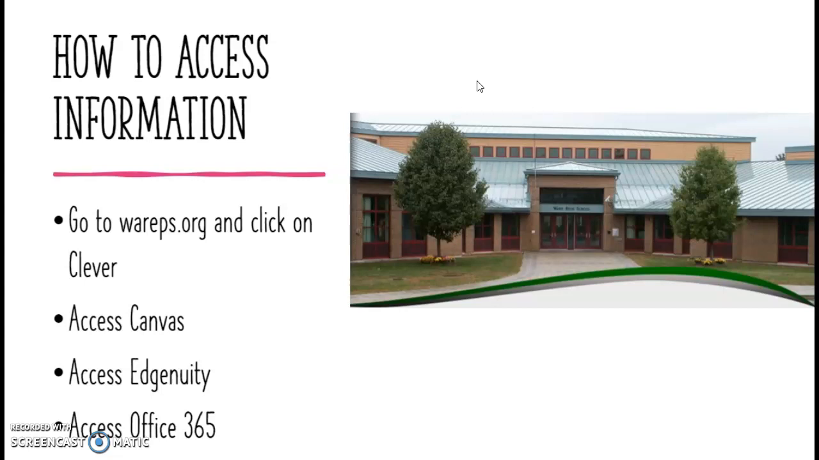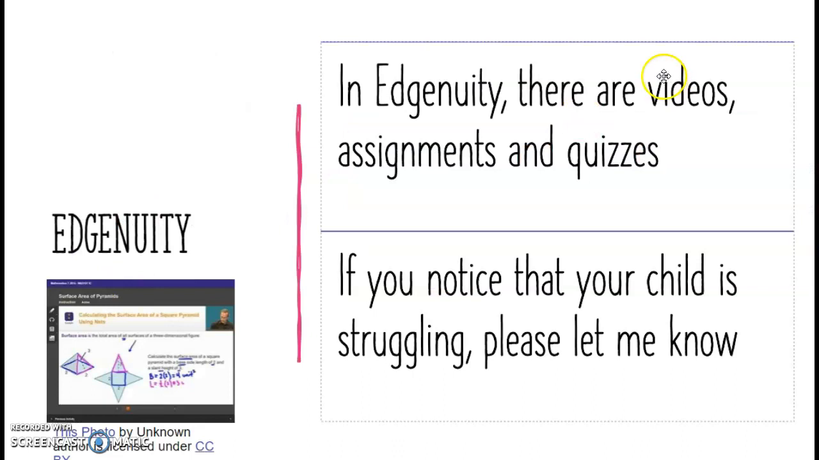So Office 365 is their email, their PowerPoint, any kind of Excel, any kind of Word document they can get through there, through Canvas and then Office 365. In Edgenuity, so Edgenuity is what I'm using as the learning platform, I guess we would call it.